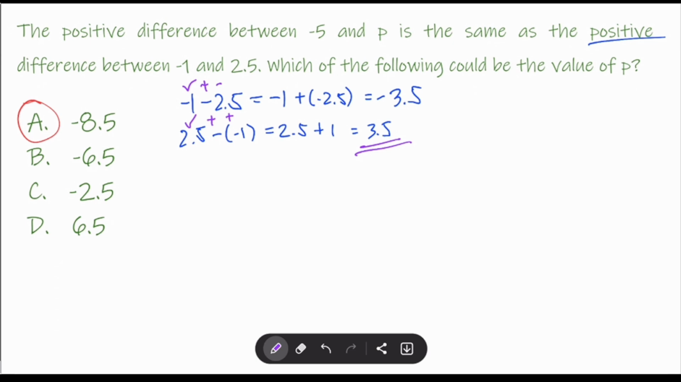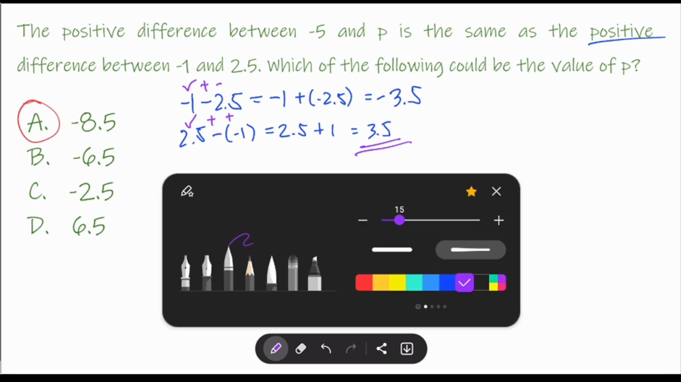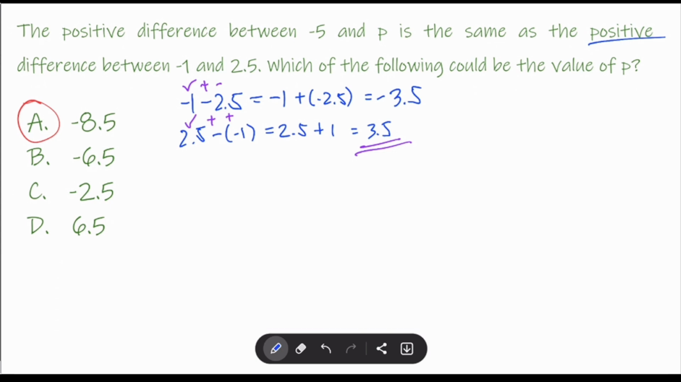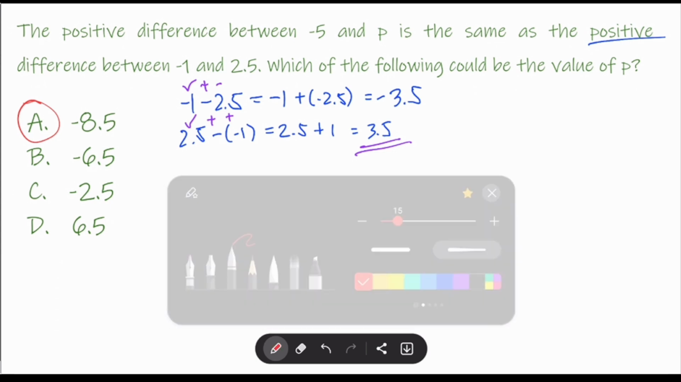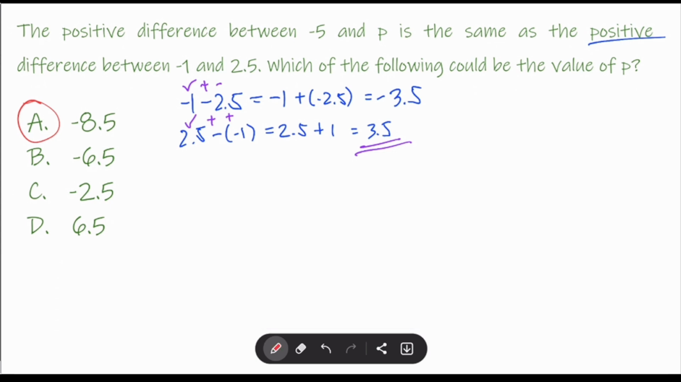Now, since it's the same, it's saying that it's the same with the -5 and p difference. But like the previous one, there are two ways to write it. So I'll just use another color for that. So -5 minus p should be equal to 3.5, or p minus -5, which is equal to 3.5. So there are two answers for this.